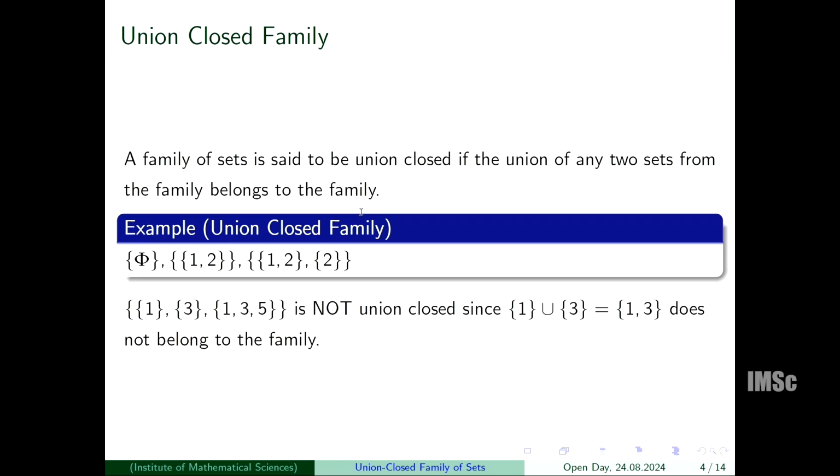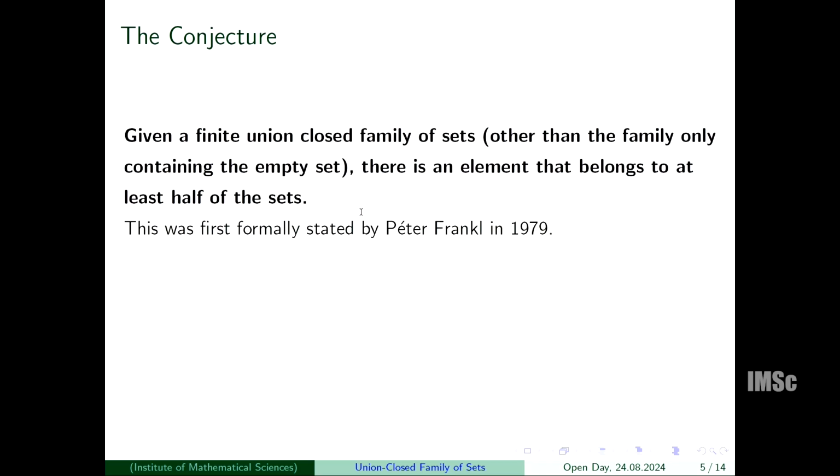As a non-example, you look at this family of sets 1, 3 and 1, 3, 5. That is not union closed because if we take the first two sets, you'll get 1, 3, and that is not part of the family.